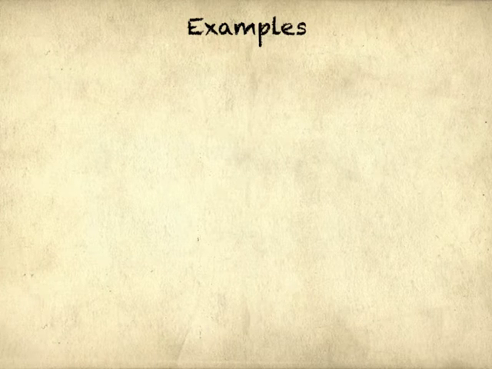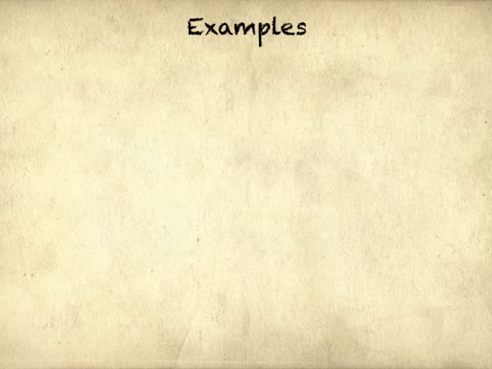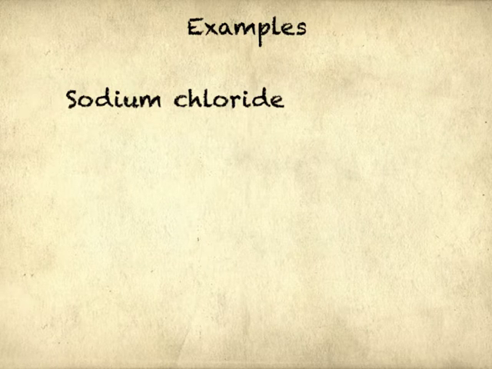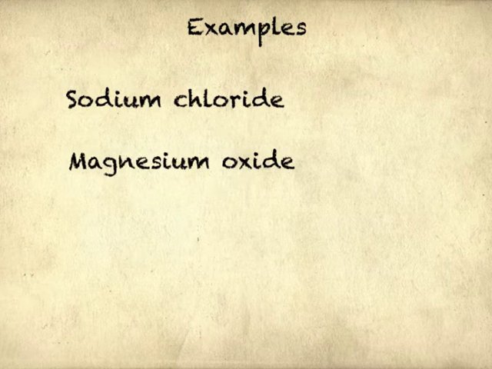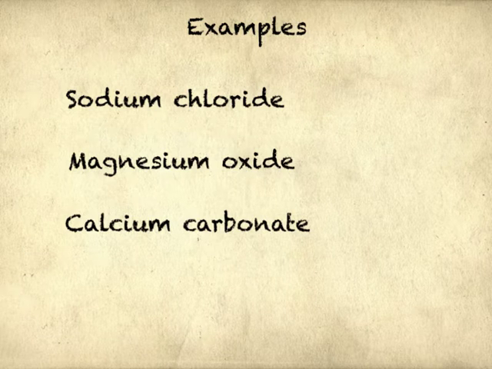There are many different examples of ionic compounds. Some common ones include sodium chloride, which is the salt mainly found in seawater, magnesium oxide, and calcium carbonate.